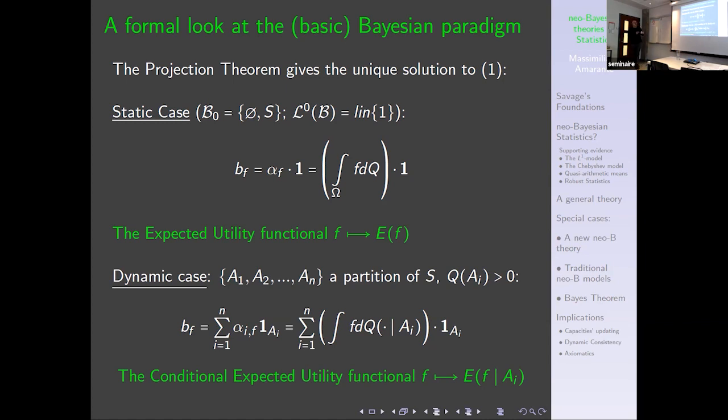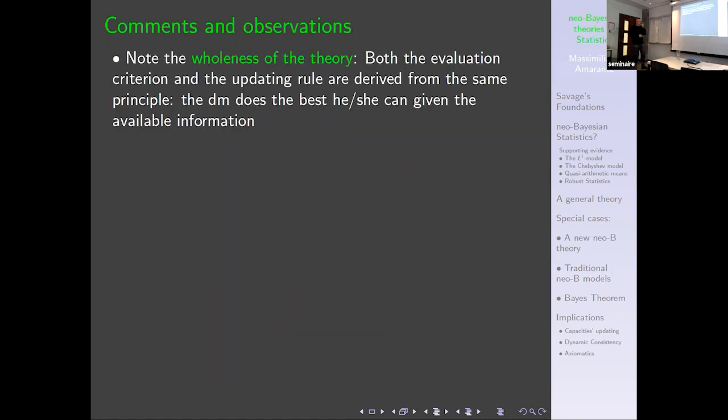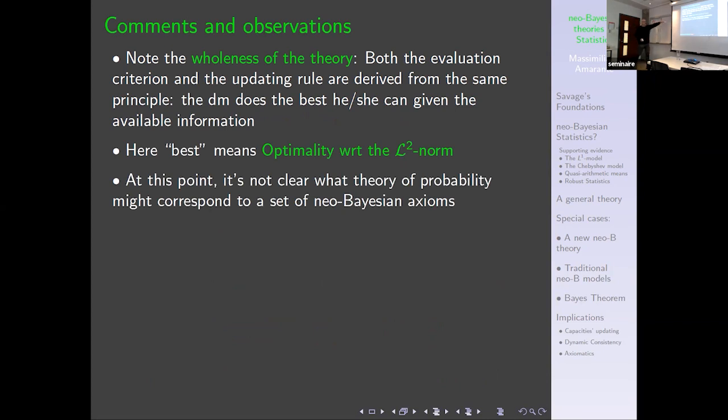Okay. So see, now we have restated that the rules of Savage are obtained from this. So the axioms are in a way a transcription in terms of preferences of this procedure. Notice there is something remarkable about this theory. Both the evaluation criterion and the updating rules, so the way in which you process information, are derived from the same principle, that you do the best you can, given the available information. Best, you solve a minimization problem. Okay, which is this one.